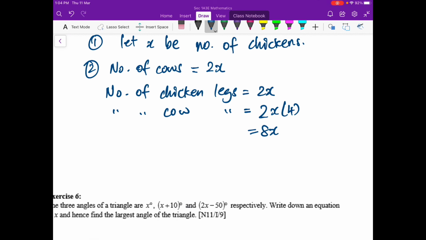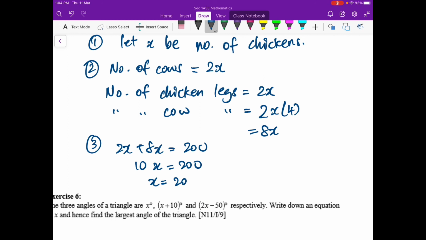Now we form the equation. 2x plus 2x plus 8x equals to 200. 10x equals to 200. X equals to 20. I have solved for x, but have I answered the question? What did the question want? How many chickens? So how many chickens are there? 20. So there are 20 chickens. Why? Because I said at the first step, let x be the number of chicken and I found x.